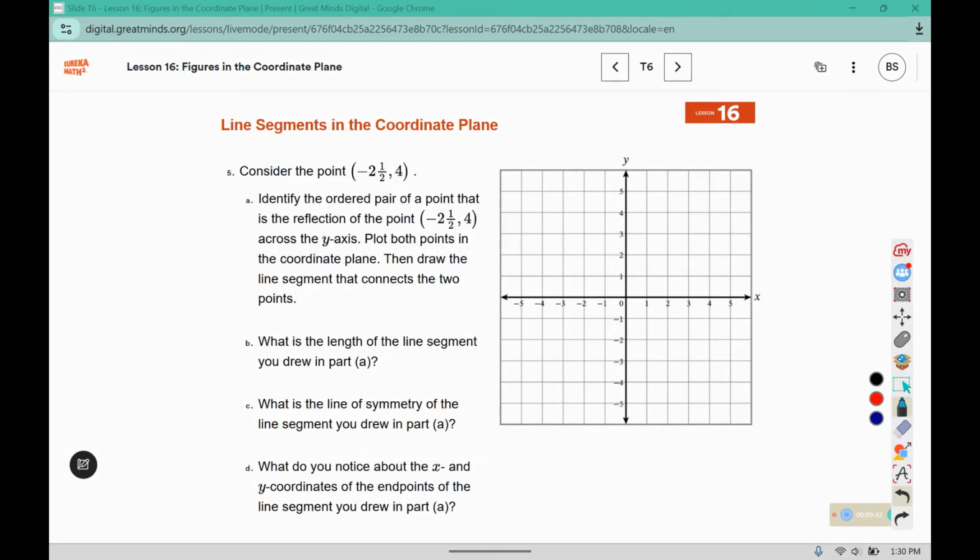Consider the point (-2.5, 4). Identify the ordered pair that is the reflection of the point across the y-axis. Plot both on the coordinate plane, then draw the line segment that connects the 2 points. So we start here, we're going to go -1, -2 and a half, and then up 4. If it's reflected across the y-axis, it's going to put it over here into quadrant 1. So we need to go 2 and a half on the other side of the y-axis. Then connect them.